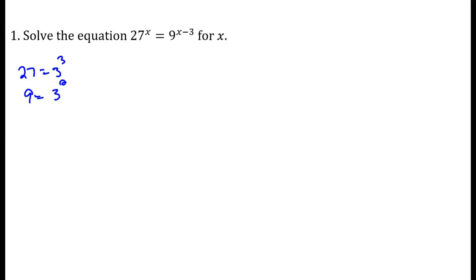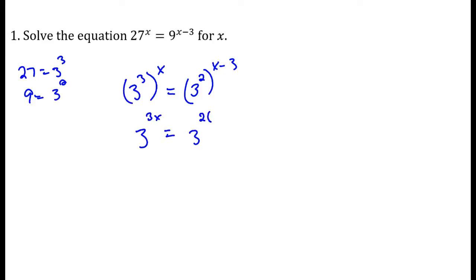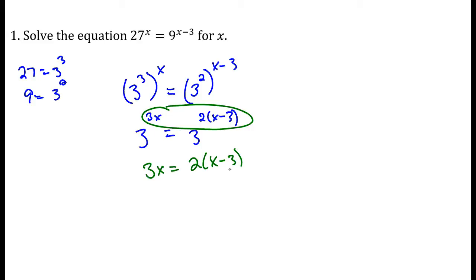common base. So I can rewrite 27 as 3 cubed raised to the x equals 3 squared to the x minus 3. And now I have a power to a power, so I can apply that exponent property and multiply them, and be careful and make sure you remember to distribute or include parentheses there. So now that I have a common base, exponential functions, if they have the common base and are equal, their exponents must be equal. So 3x has to equal 2 times x minus 3.